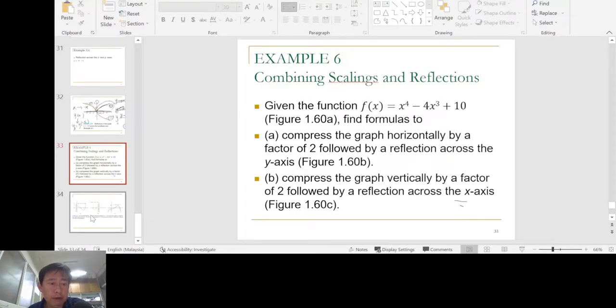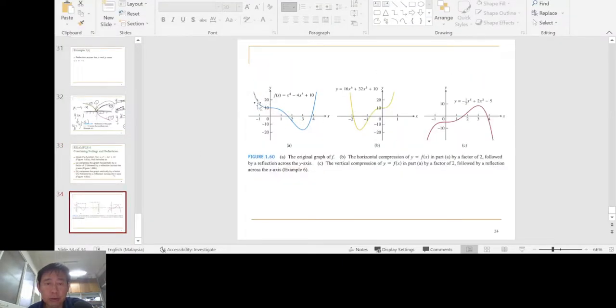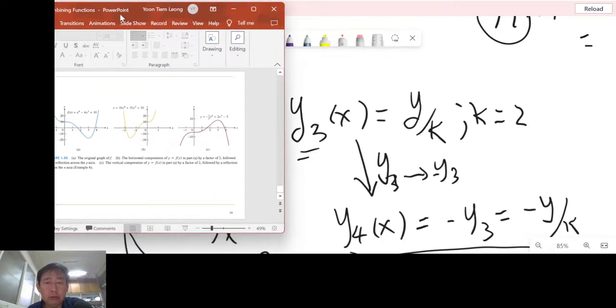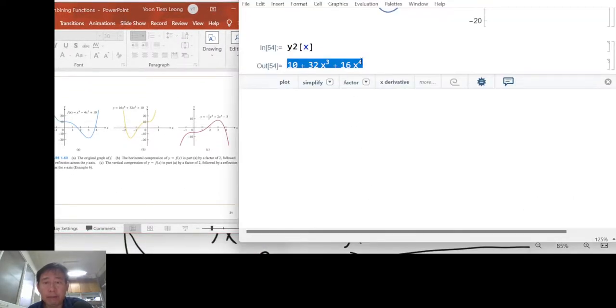Okay, so that is the theoretical part of the function. So this is the original function. After you have compressed it vertically and reflected it about the x-axis, that is the result that we expect to obtain. So let's see if we can reproduce this graph using the operations of Mathematica.